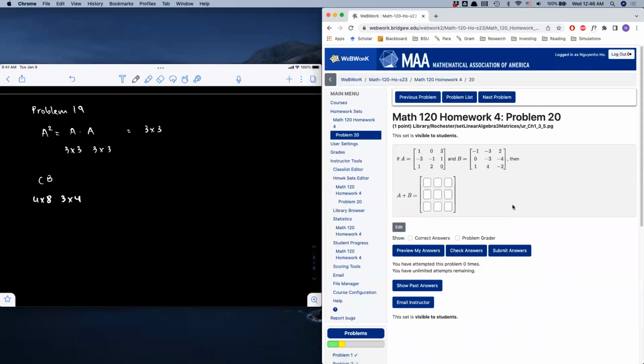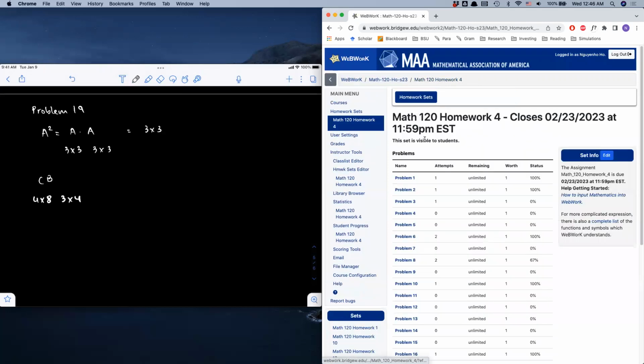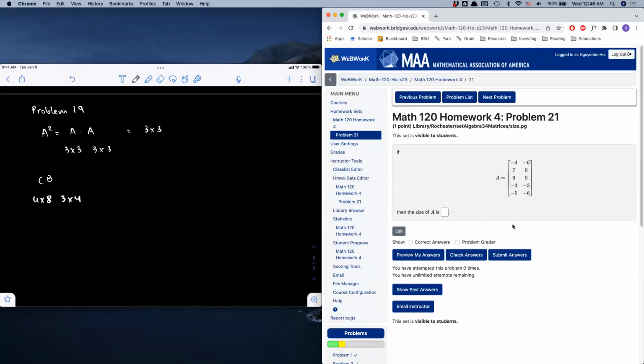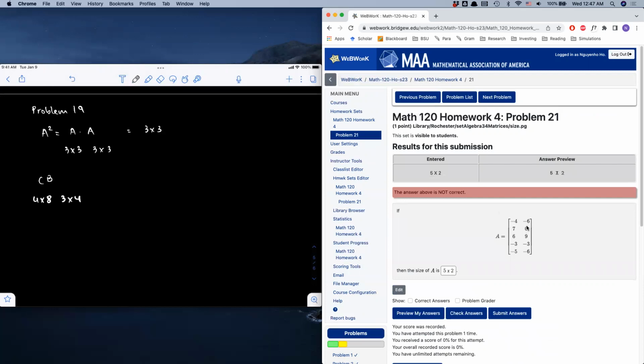Problem 20. So this is matrix addition. Should be easy enough for you. Problem 21. What is the size of the matrix here? So the size is you count how many rows you have and how many columns, right? So 1, 2, 3, 4, 5. So there are 5 rows and 2 columns. So 5 by 2. See if this works.